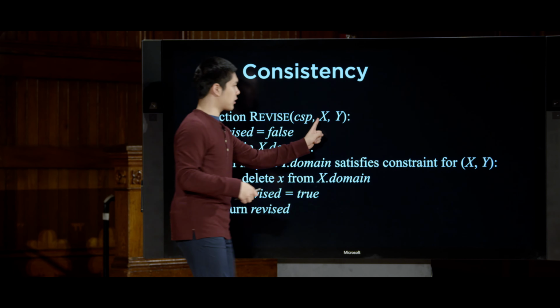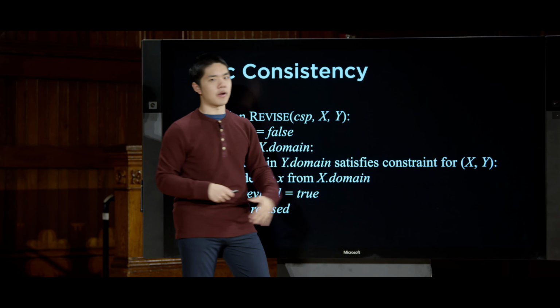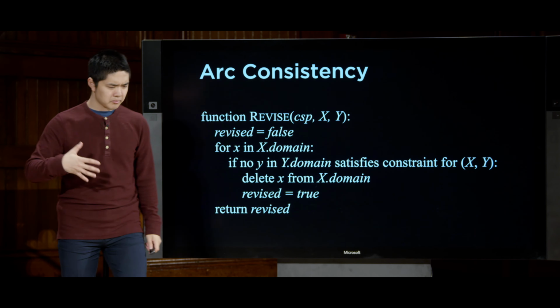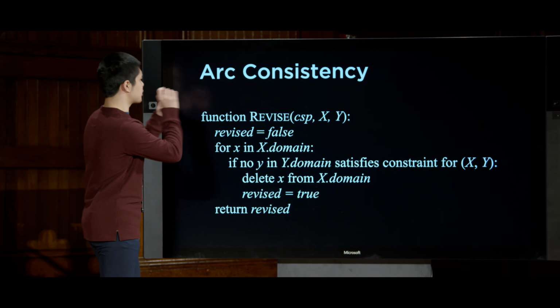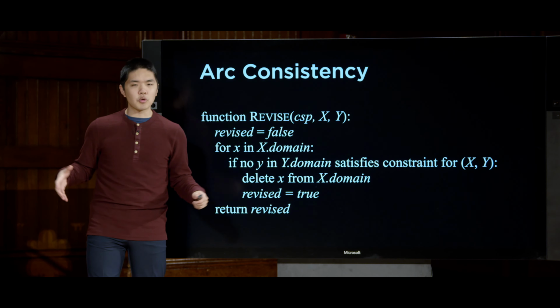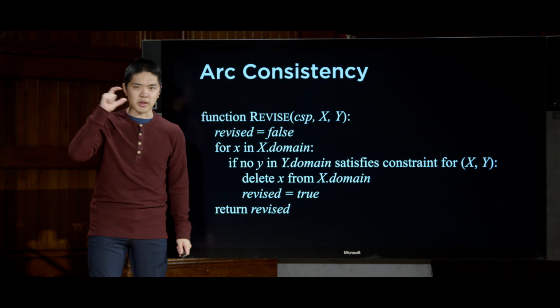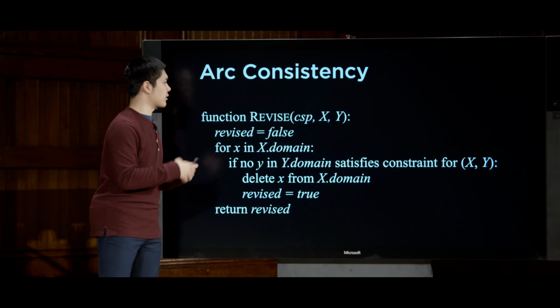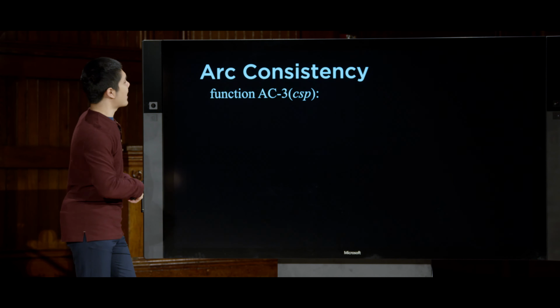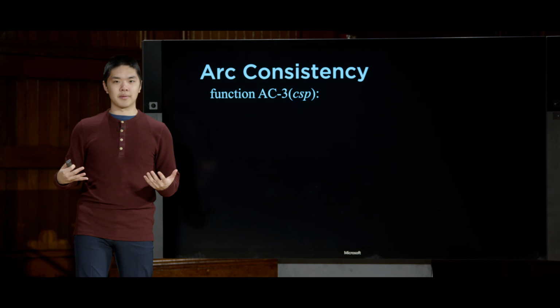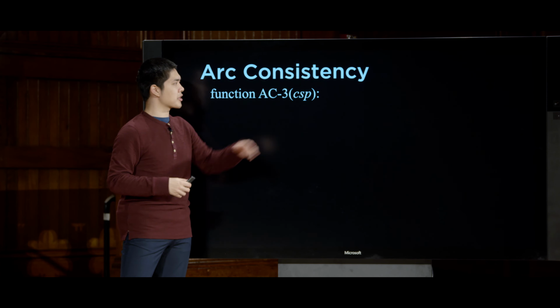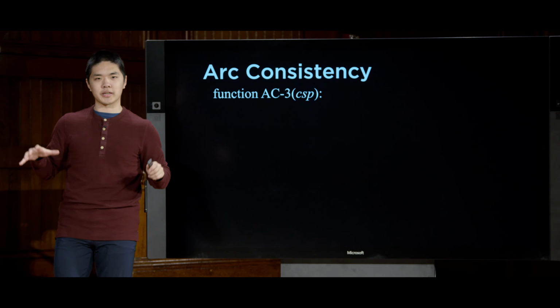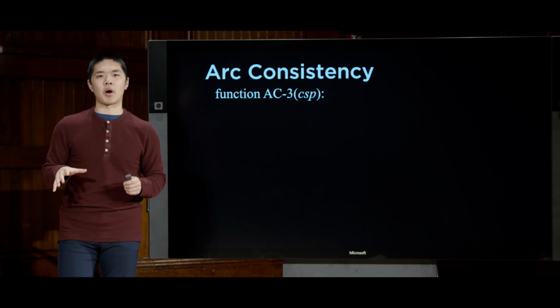And it makes one variable, x, arc consistent with another variable, in this case y. But generally speaking, when we want to enforce arc consistency, we'll often want to enforce arc consistency not just for a single arc, but for the entire constraint satisfaction problem. And it turns out there's an algorithm to do that as well, and that algorithm is known as AC3. AC3 takes a constraint satisfaction problem, and it enforces arc consistency across the entire problem.